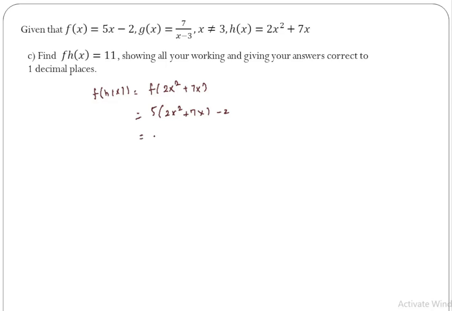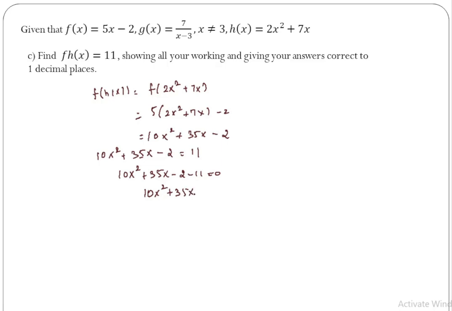Let's distribute 5 with 2x squared plus 7x. That is 10x squared plus 35x minus 2. We have to solve 10x squared plus 35x minus 2 equal to 11. 10x squared plus 35x minus 2 minus 11 equal to 0. 10x squared plus 35x minus 13 equal to 0. Let's solve this using the quadratic formula.